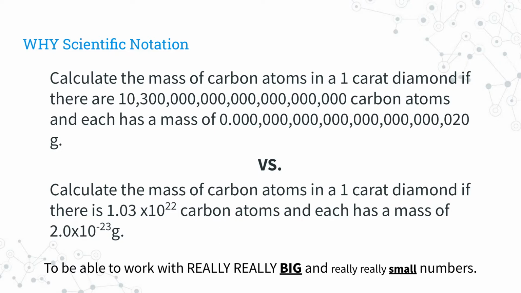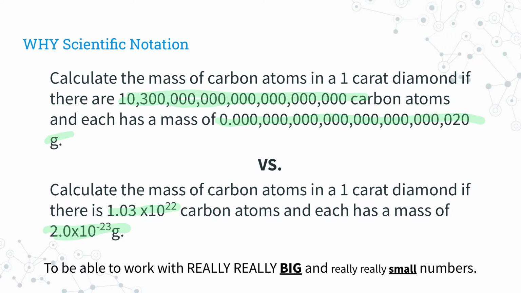Calculating the mass of the carbon atoms in a 1 carat diamond, if there are that many right here, I'm not even going to try to say that number, if there are this many carbon atoms and each has a mass of this number. It's a long number and I don't even know how to read that number quickly. Versus calculate the mass of a carbon atom in a 1 carat diamond if there is 1.03 times 10 to the 22nd carbon atoms, and each has a mass of 2.1 times 10 to the negative 23rd grams.